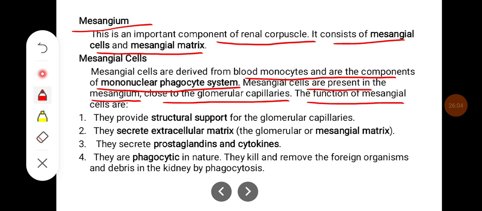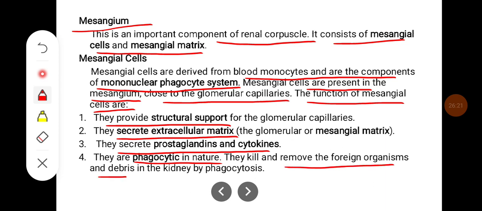The functions of the mesangial cells are: they provide structural support to the glomerular capillaries, they secrete extracellular matrix, they secrete prostaglandins and cytokines, and they're phagocytic in nature, so they kill and remove foreign organisms and debris in the kidney by phagocytosis.